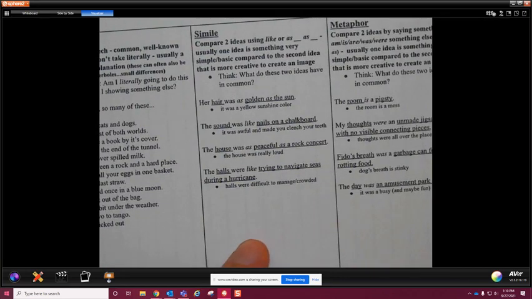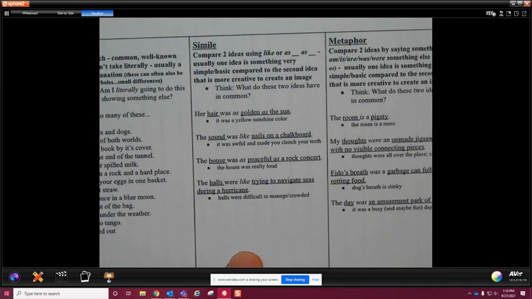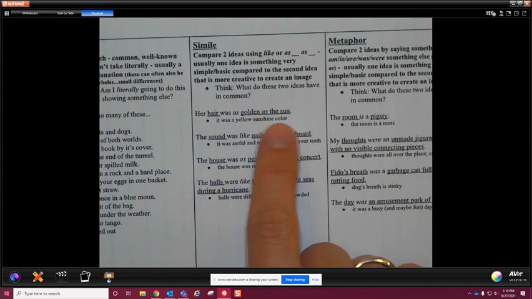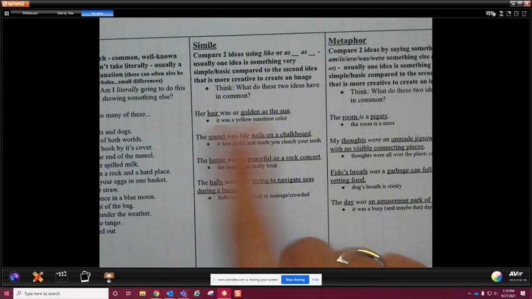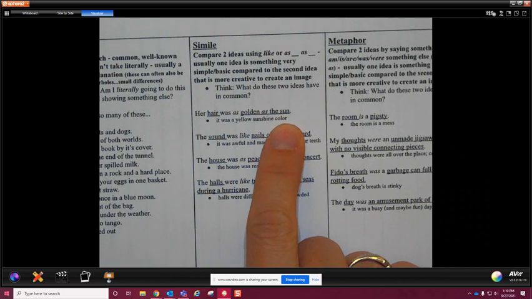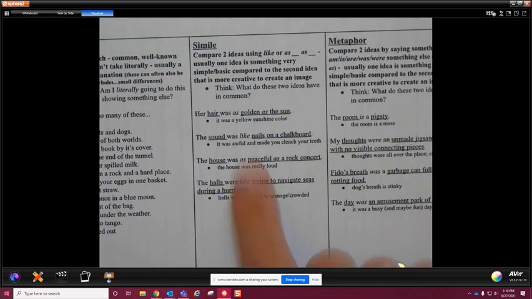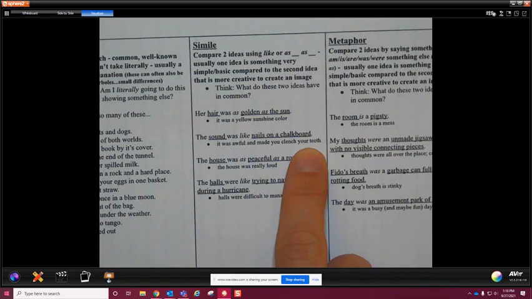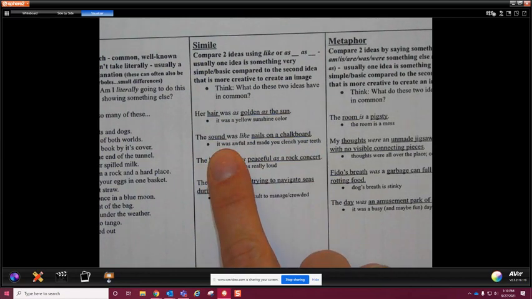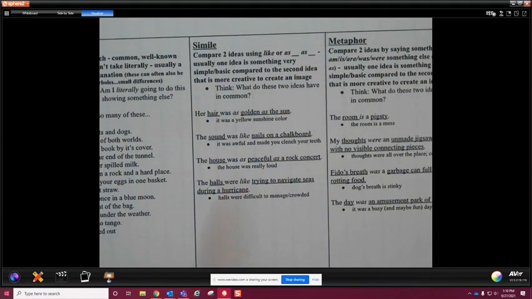Simile. Simile is where you compare two or more things using the word like or as. So like here it says her hair was as golden as the sun. You're comparing hair to the sun by using the word as. This one, the sound was like nails on a chalkboard. You're comparing the sound with nails on a chalkboard and using the word like.